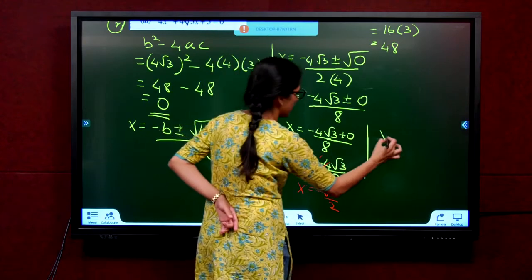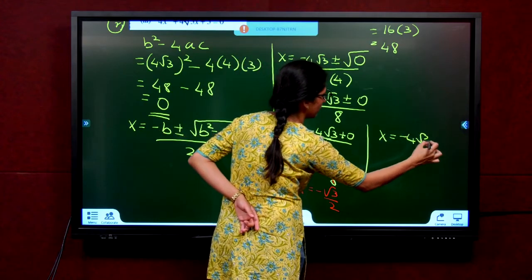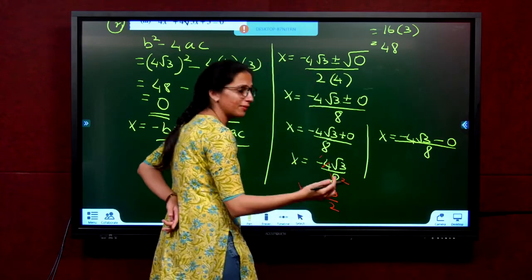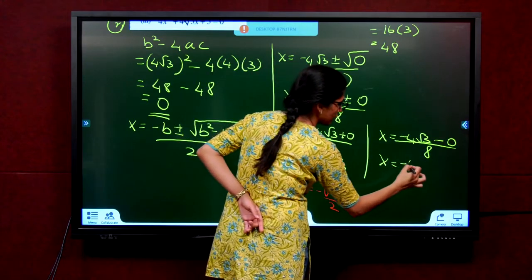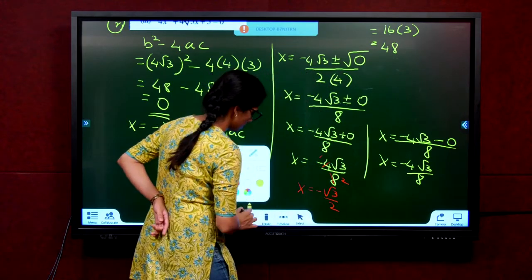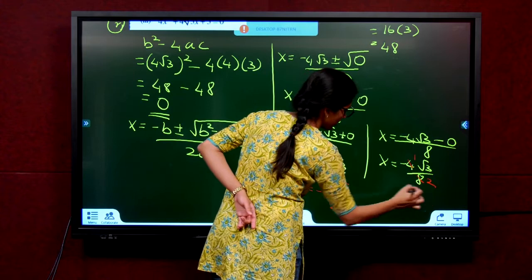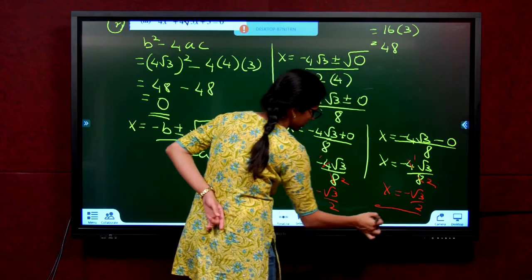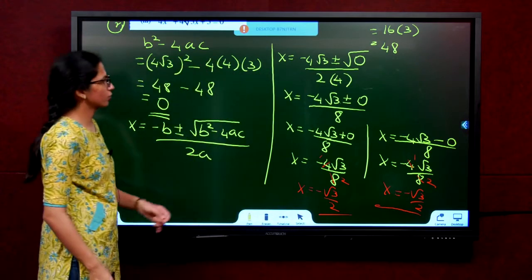Continuing over here, x is equal to minus 4 root 3. Take the negative sign now. Minus 0 by 8. Again minus 0, no difference. Minus 4 root 3 by 8. 4 1s are 4, 4 2s are 8. x equals minus root 3 by 2. As you can see, in both the cases we got minus root 3 by 2.